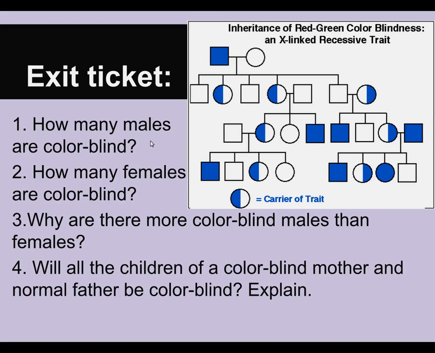The last question: will all of the children of a colorblind mother and a normal father be colorblind? Explain. So here's the colorblind mother and a normal father, and if you do that cross, all of their boys will be colorblind, but their girls will not be. All of their girls will be carriers. So see if you can draw that out and make it work. And that's the end of the notes.